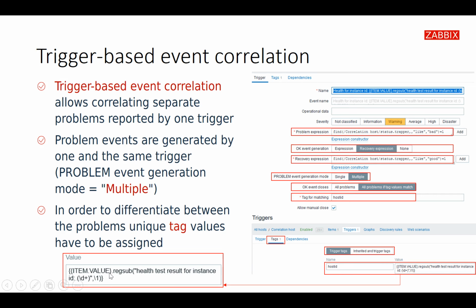What we are doing, using the item value which triggered the problem event, is applying a macro function called regsub. So we are reading out a substring defined by a regular expression. We are looking for the string health test result for instance ID, and then we specify a regular expression: we would like to read out all the digits which follow this static text, and we are referencing the first match pattern. This is the only one we defined here, and this substring will be assigned as a value to the tag named host ID. Let me demonstrate how it looks in real life.